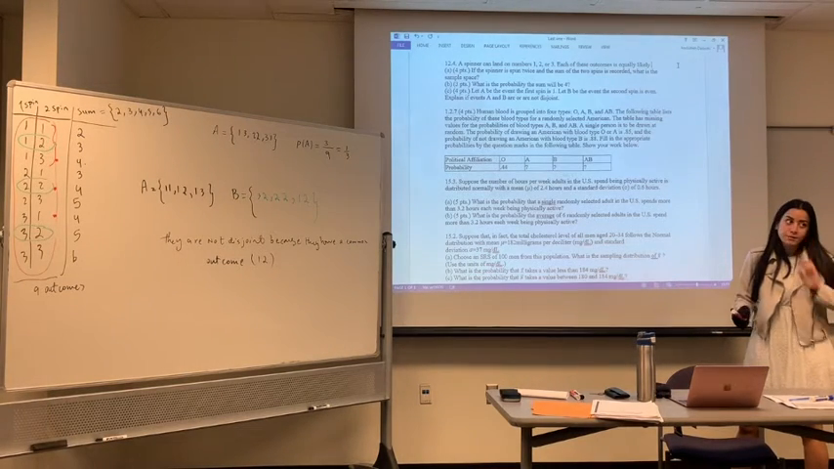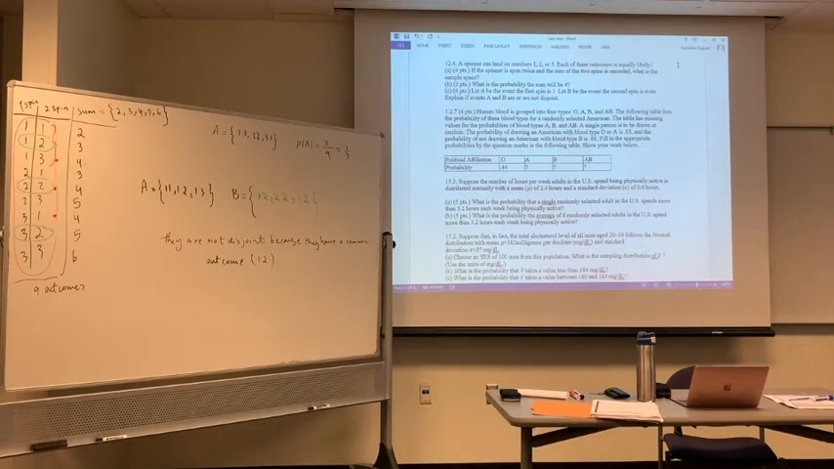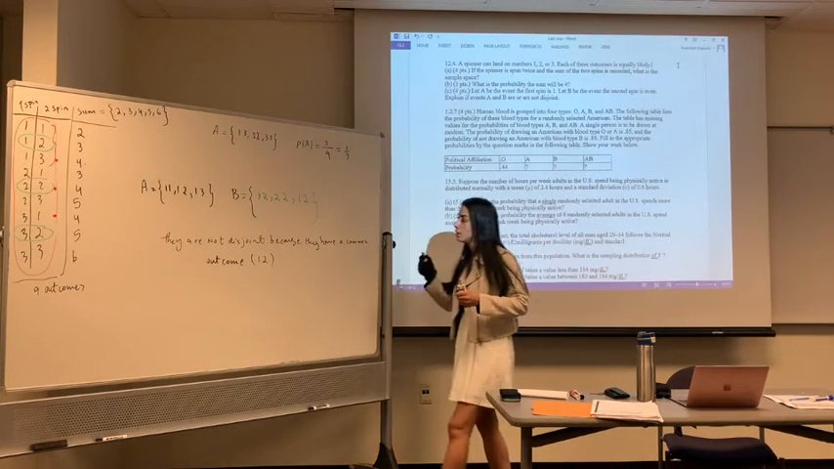Do you have any question? So the next question says human blood is grouped into 4 types: O, A, B, AB, and the following table lists the probability of each blood type for a randomly selected American. The table has missing values for probabilities of blood types A, B, and AB. A single person is to be drawn at random. The probability of drawing an American with blood type O or A is, okay, let's write down the information they are giving us.